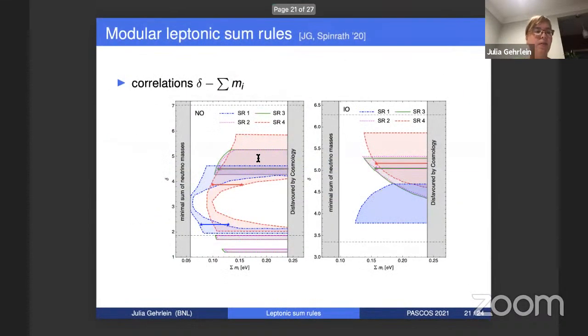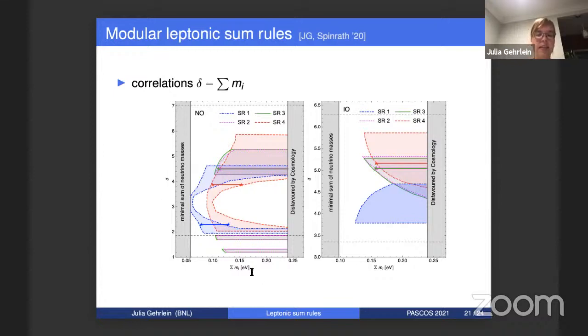Then turning now to the final predictions, as the coefficients in the mass sum rule depend on the model parameters theta and phi, this also means that the mass sum rule depends on the mixing parameters in the PMNS matrix, such that we now obtain correlations between delta and the sum of the neutrino masses, which can be probed by cosmology. And this is what I show on this slide.